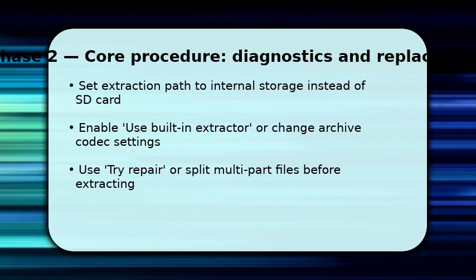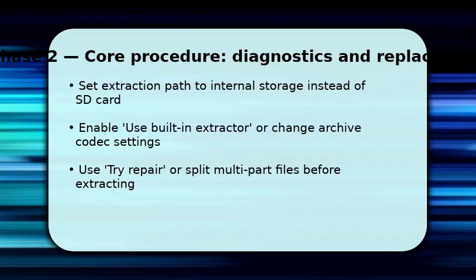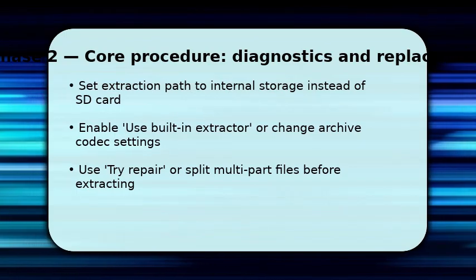Next, toggle the Use Built-in Extractor option, or switch codecs if the archive uses RAR 5, 7Z, or exotic compression. This fixes many format mismatches. If the archive is multi-part, assemble or rename segments properly, and use the Try Repair feature when available.